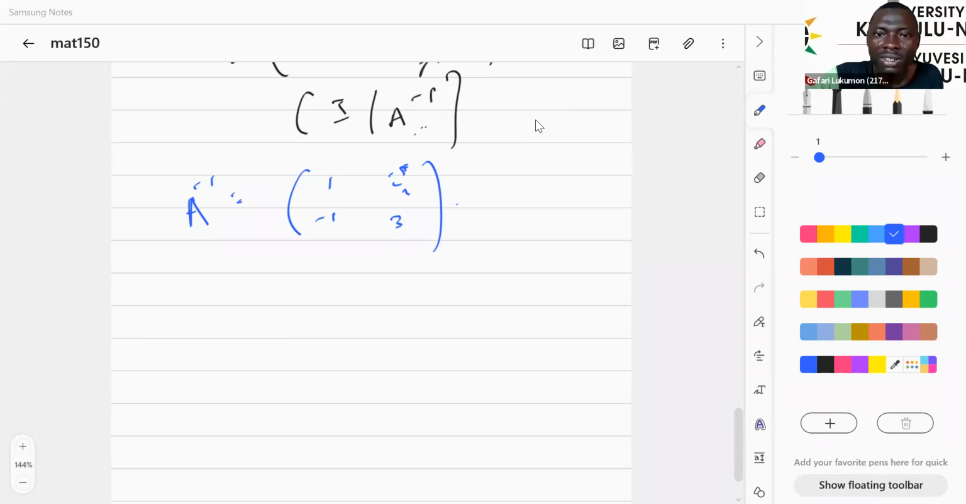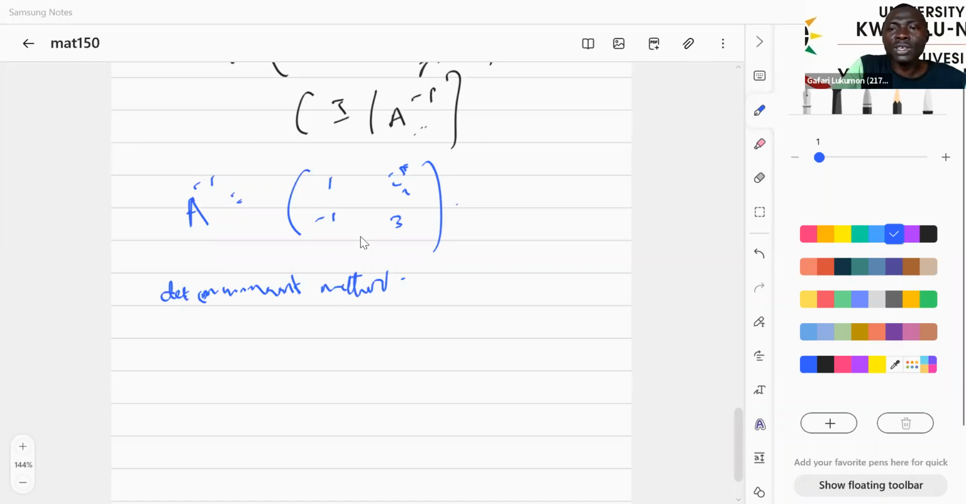Thambile. Okay. So for the determinant method, if you want to use it, first of all, you have to know the meaning of determinant. What is determinant? Okay, thank you, Thambile, I'm happy you are clear with it.